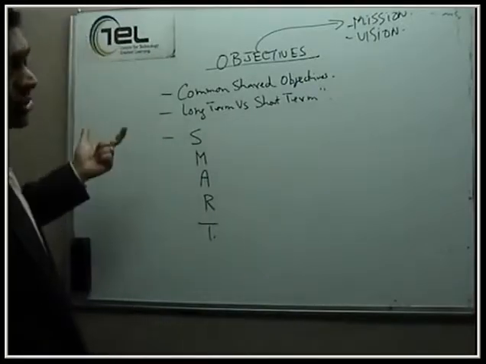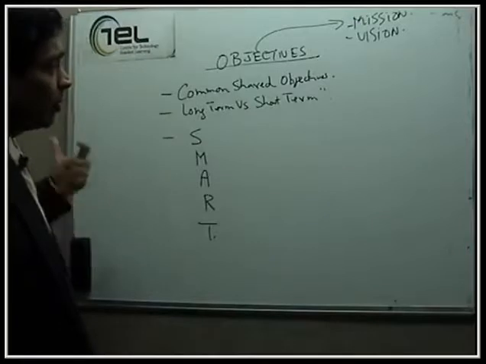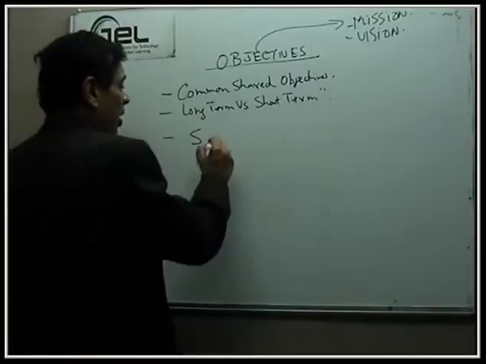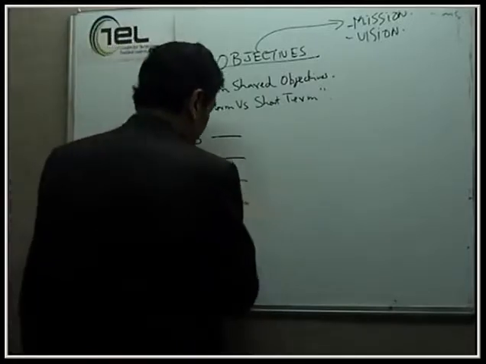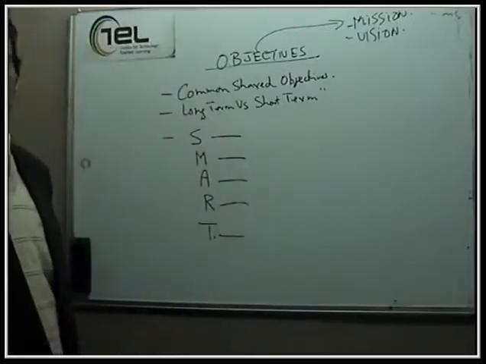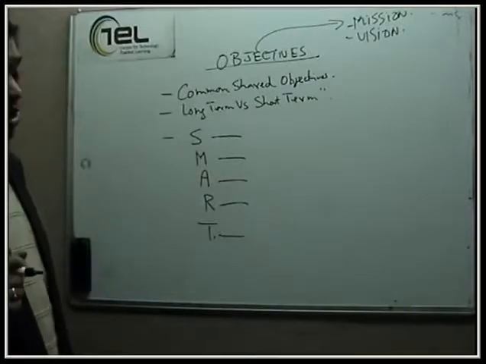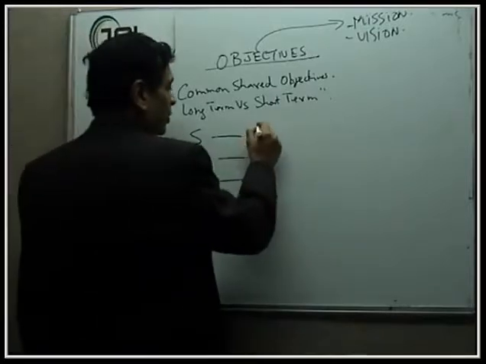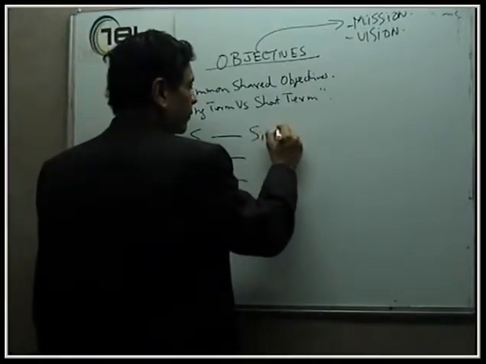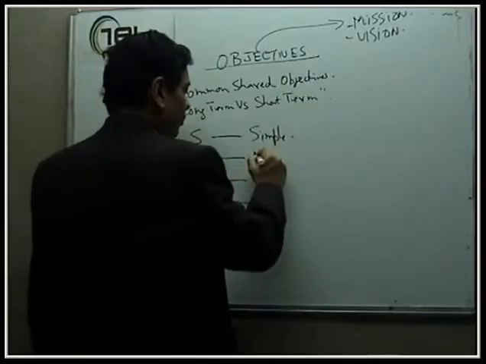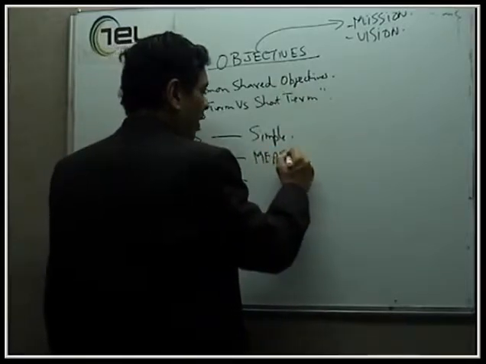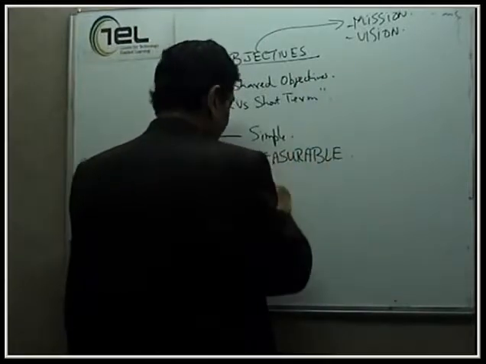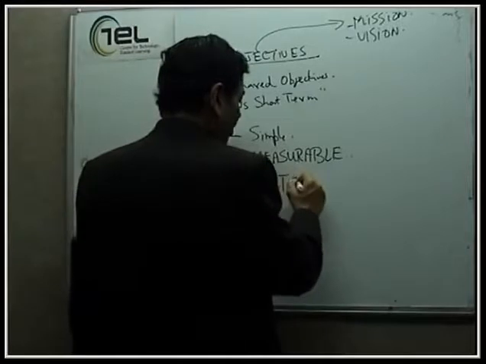Now, there's a slight distinction. Sometimes goals could be very specific, where you can measure them, but objectives could be broad-based. But the fact is, they should be smart. What do we mean by the word smart? Ladies and gentlemen, all of you must know this well, that we must define objectives to be smart. By smart, I mean S stands for simple, M stands for measurable, A stands for actionable.